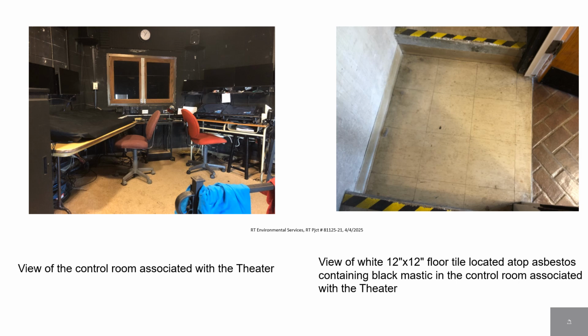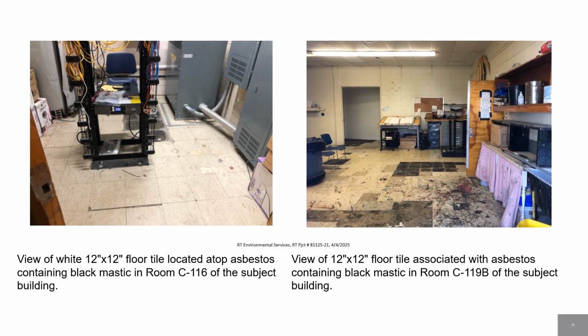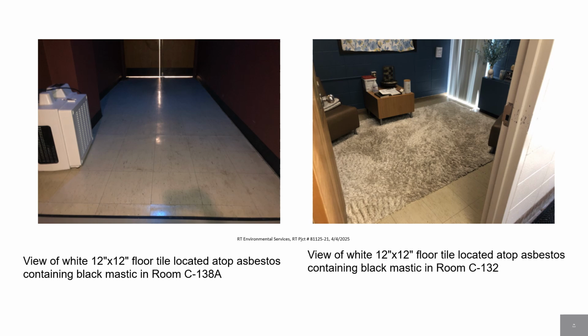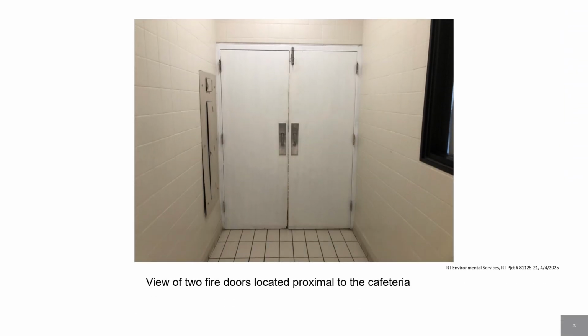Here is a view of the theater control room and a view of the white 12 by 12 floor tile located atop asbestos-containing black mastic in the control room. Here we have a view of 12 by 12 floor tile located atop asbestos-containing black mastic in room C116, and also a view of 12 by 12 floor tile associated with asbestos-containing black mastic in room C119B, and a view of white 12 by 12 floor tile located atop asbestos-containing black mastic in room C138A, and a view of similar floor tile located atop asbestos-containing black mastic in room C132. This is a view of two fire doors located in C building proximal to the cafeteria.